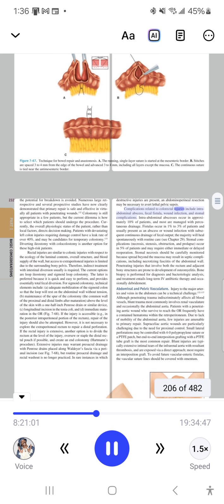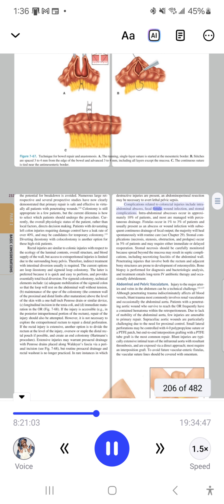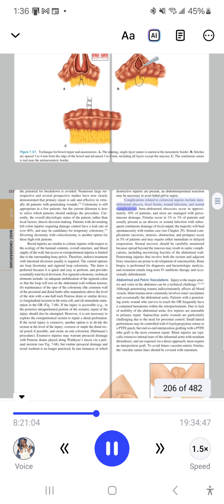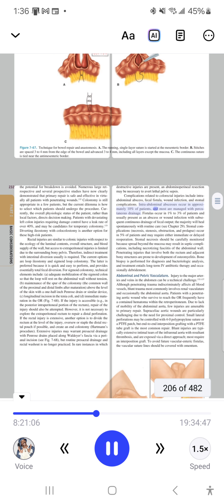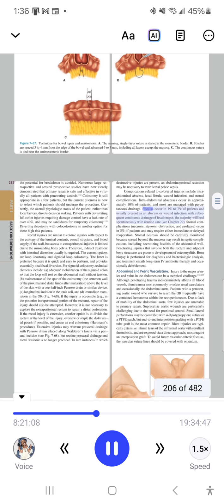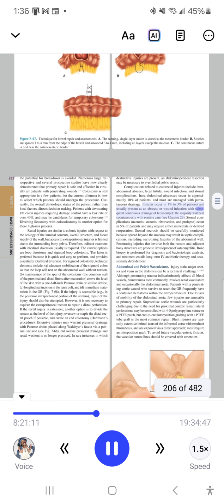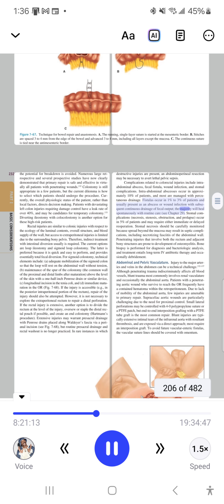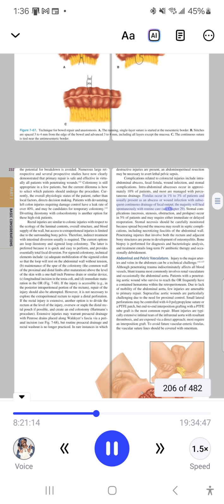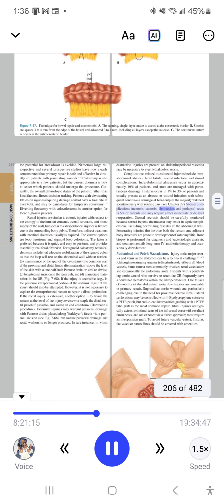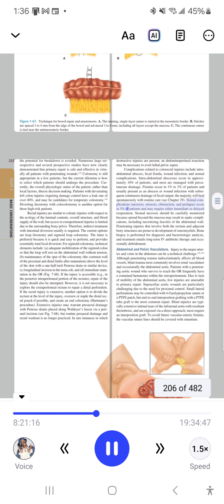Complications related to colorectal injuries include intra-abdominal abscess, fecal fistula, wound infection, and stomal complications. Intra-abdominal abscesses occur in approximately 10% of patients, and most are managed with percutaneous drainage. Fistulas occur in 1% to 3% of patients and usually present as an abscess or wound infection with subsequent continuous drainage of fecal output. The majority will heal spontaneously with routine care. Stomal complications, necrosis, stenosis, obstruction, and prolapse occur in 5% of patients and may require either immediate or delayed reoperation.